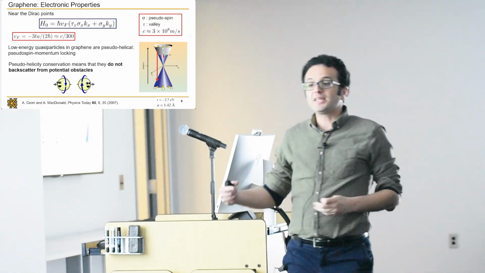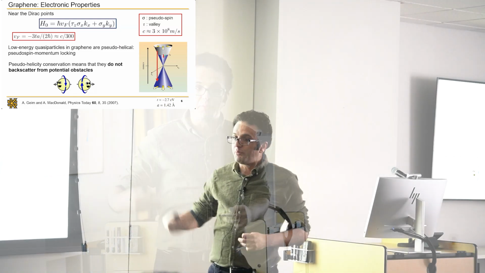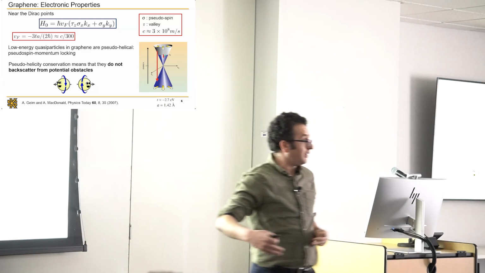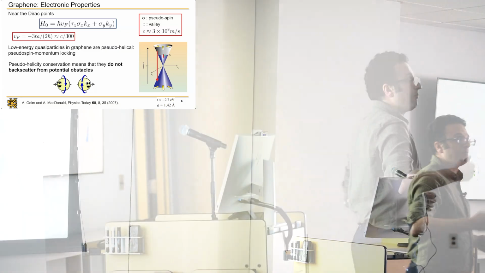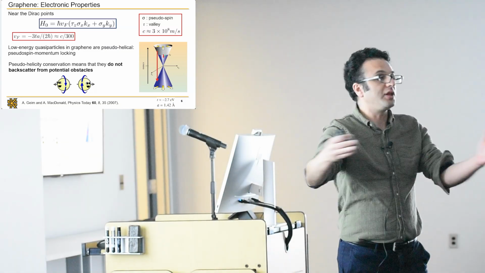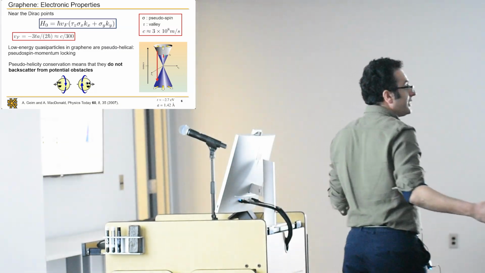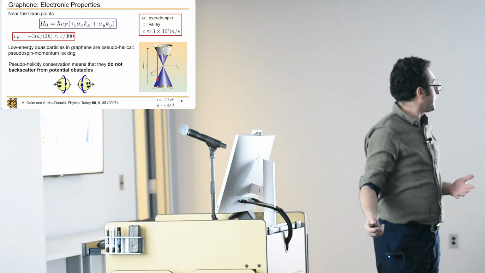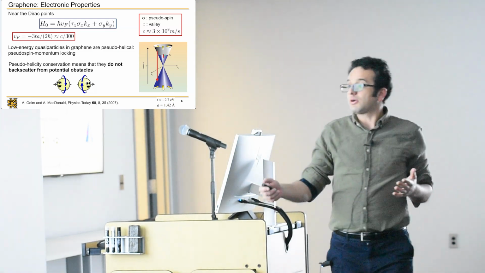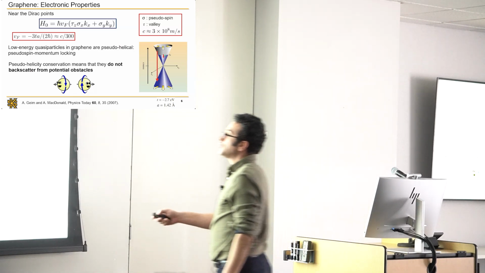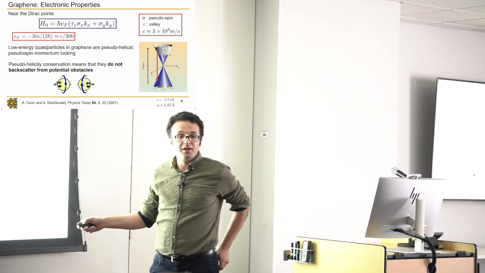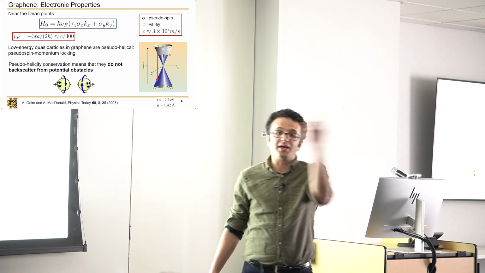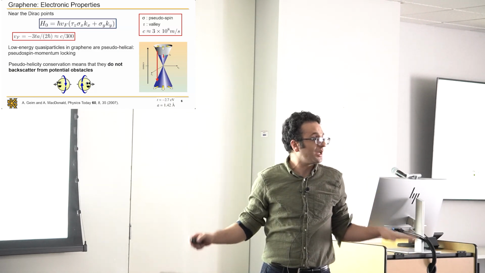So that means that if I find in my material a potential obstacle that does not lead to the flipping of the pseudo-spin, my particle will keep going without even noticing that obstacle. And that's what's known as Klein tunneling in graphene. Okay? So this has been experimentally observed. And that's due to the conservation of pseudo-helicity in graphene, which does not allow your particles to backscatter due to simple potential scatterers.